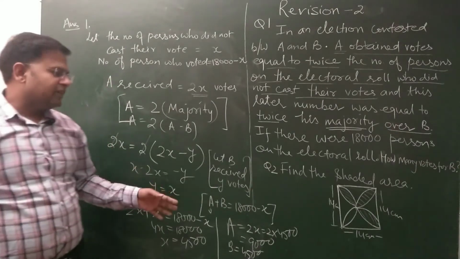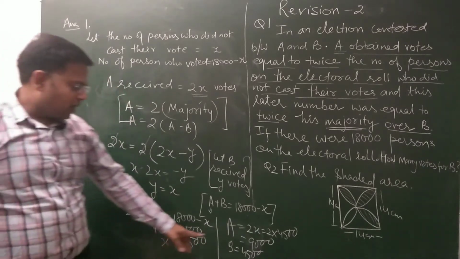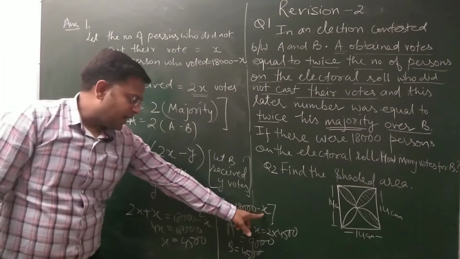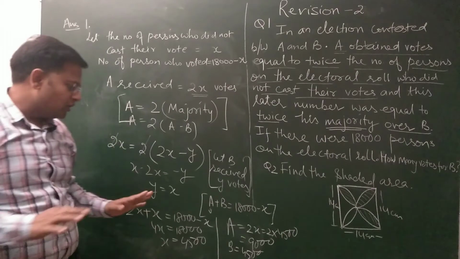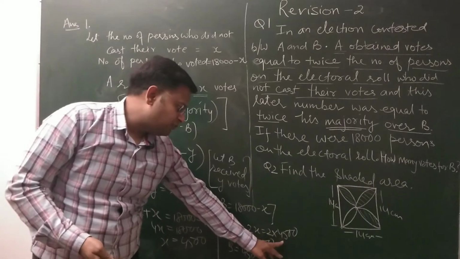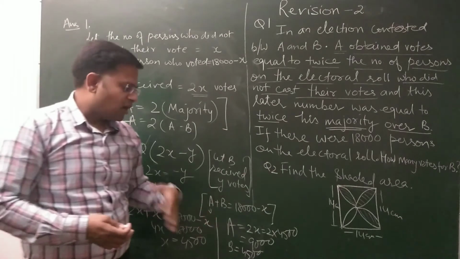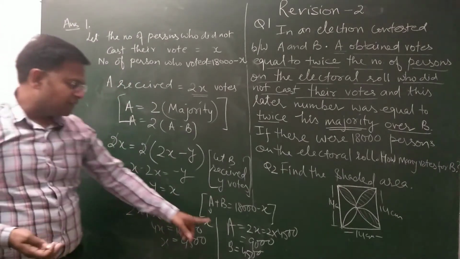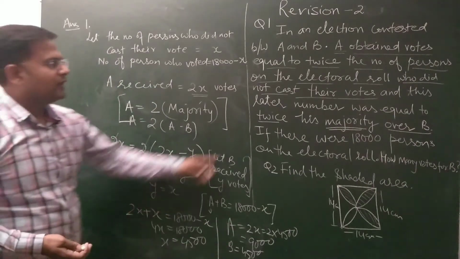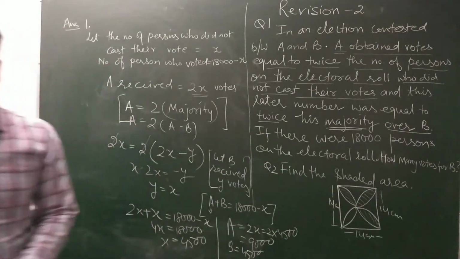Now the last step is that you can verify your answer. The answer can be verified very easily: the total people are 18,000 and x, meaning 4,500, have not voted. So how many people have voted? You subtract 4,500 from 18,000, and this will be 13,500. Out of these 13,500, A must have received 9,000 votes and B must have received 4,500 votes. So you can put all these numbers into these conditions and you will see that your answer is correct.